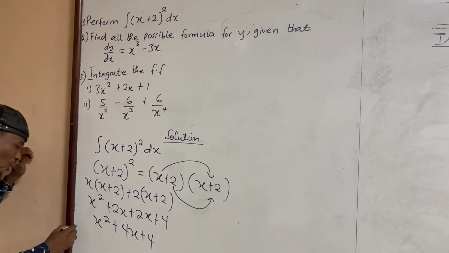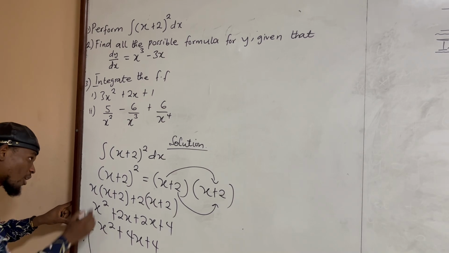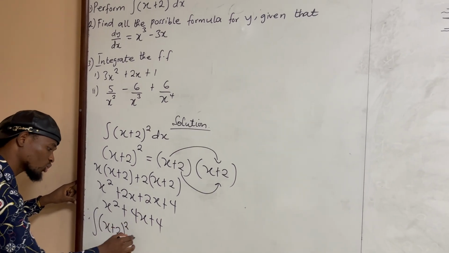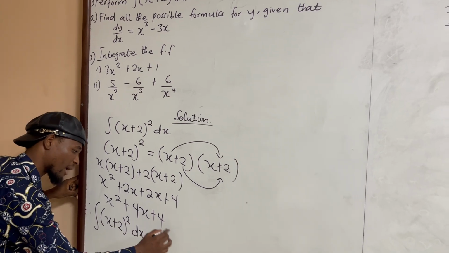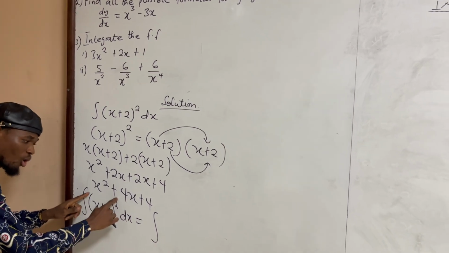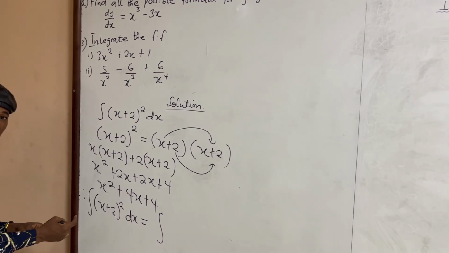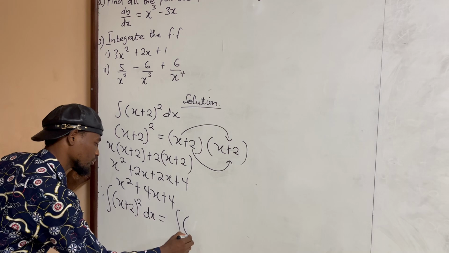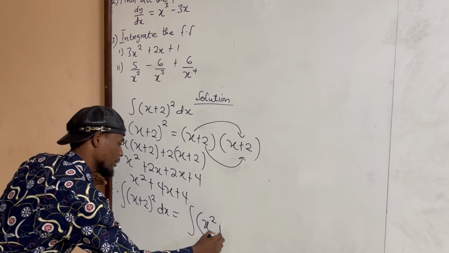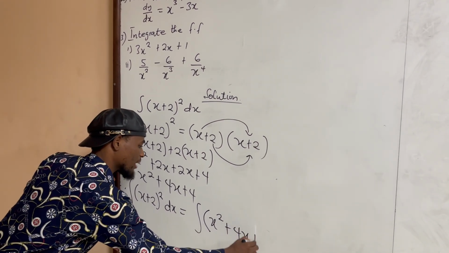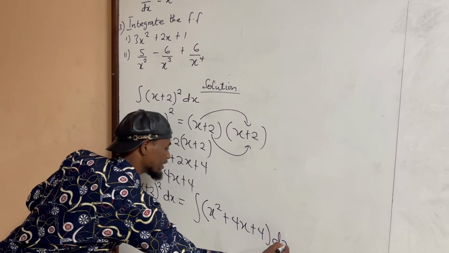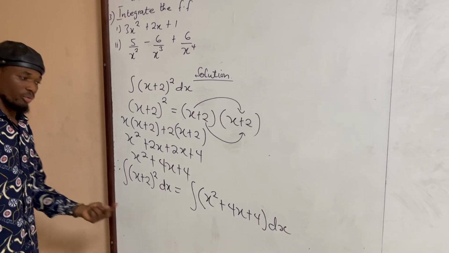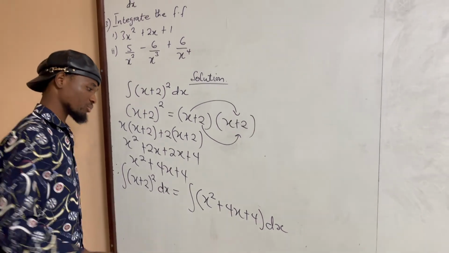So therefore, the integral of x plus 2 all squared dx is the same as the integral of the whole of this expression. We just expanded this to get this. So I have the integral of x squared plus 4x plus 4, then dx. We know how to integrate this, right?